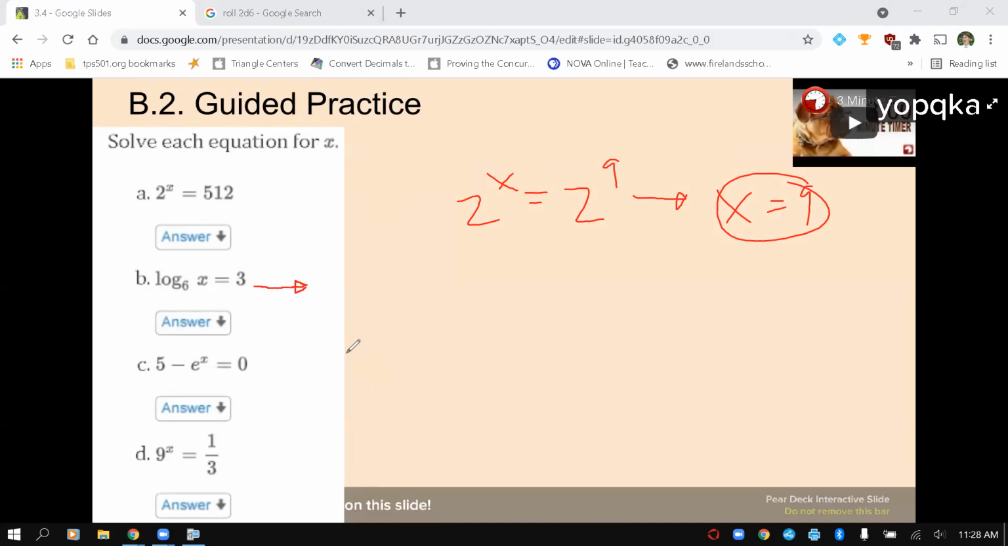We have to rewrite this as an exponent. So what is the base? Okay, and then it'll be to the power of 3, and then it'll equal x. So then we just say, what is 6 cubed? 216. All right, thanks, Hayden.